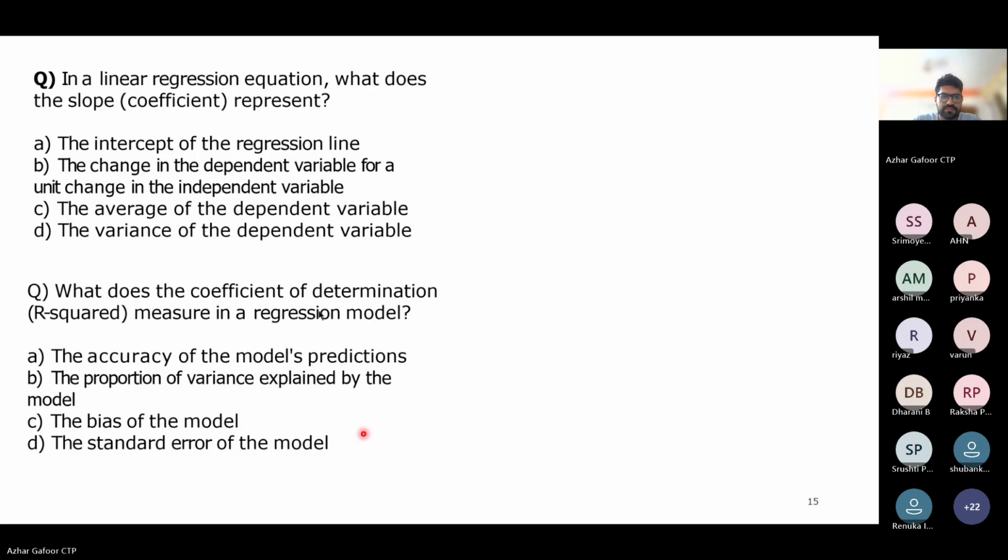So for the first question, what is the answer? B. Yeah, I will just come. I will try to mute. Question B is the answer. Yeah, 1 minute. Somebody from outside has started. That's the issue. B is the answer.